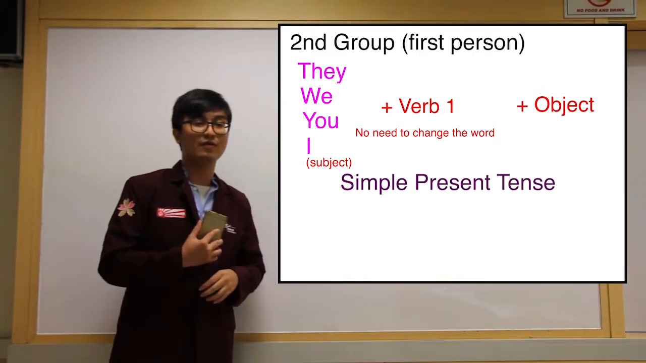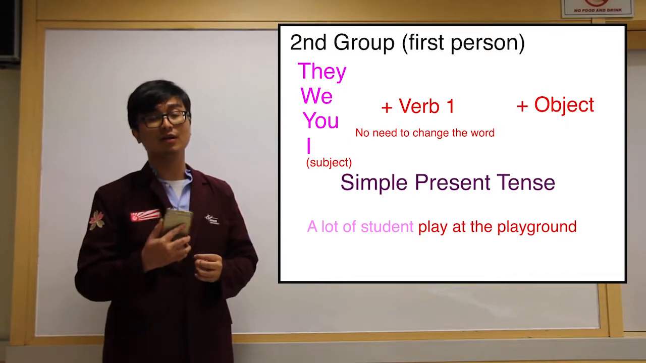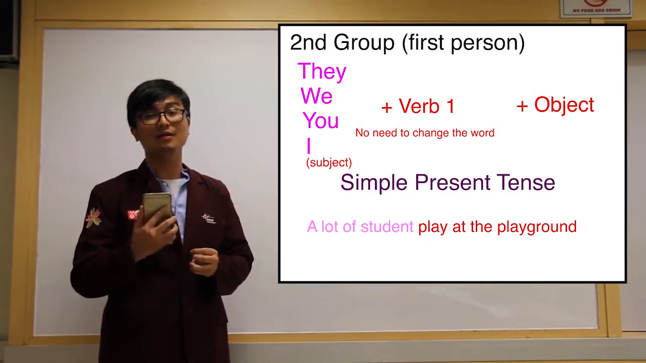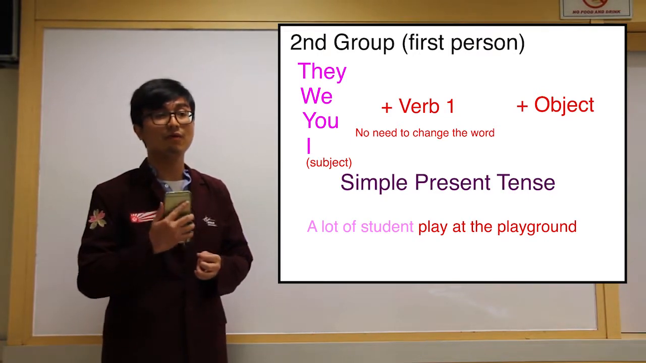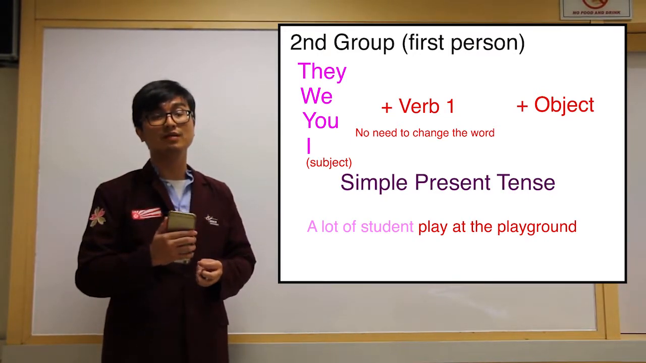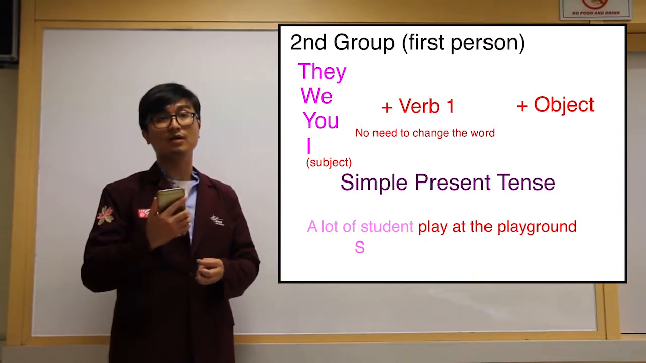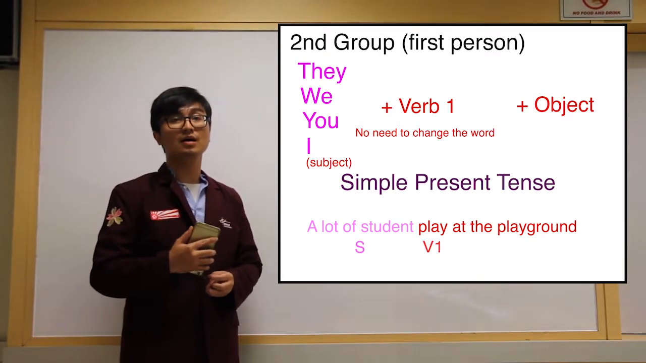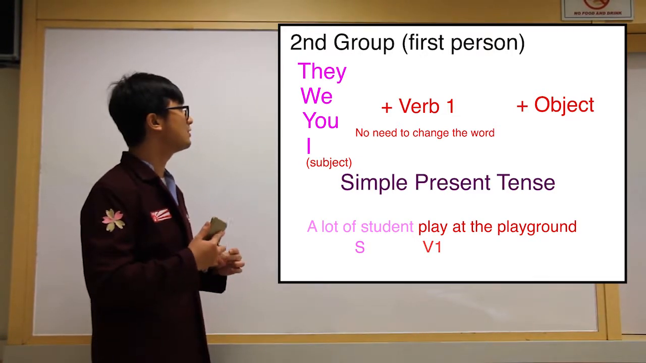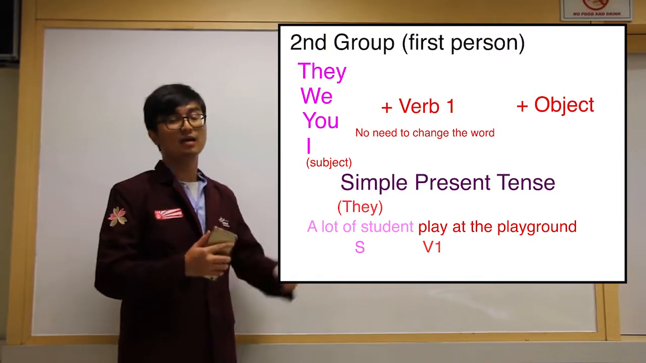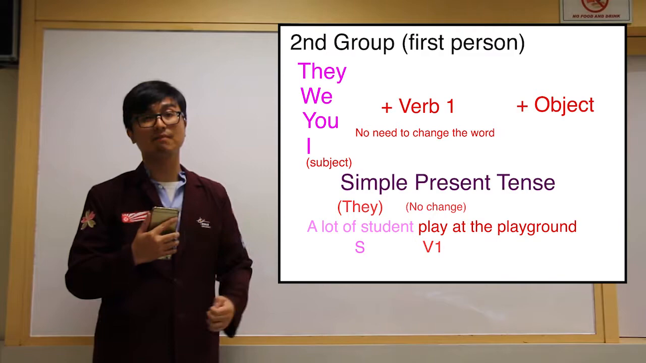So, for example, a lot of students play at the playground. As you can hear, a lot of students is the subject of the sentence, and the verb 1 is play. Because the subject is a lot of students, which can also be represented as they, the verb remains the same.